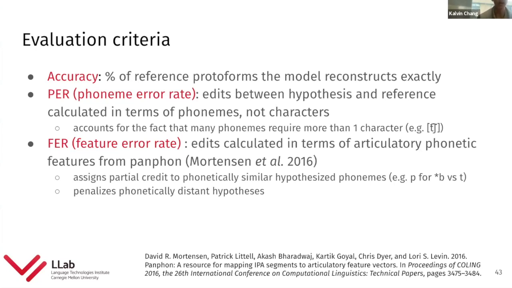And we can also calculate feature error rate, which calculates edits in terms of articulatory phonetic features from PanPhon. So this assigns partial credit to phonetically similar hypothesized phones. For example, if we predict P for B, then we want to give partial credit as opposed to predicting X for B, because X and B are not as phonetically similar as P and B, which only differ in voicing.